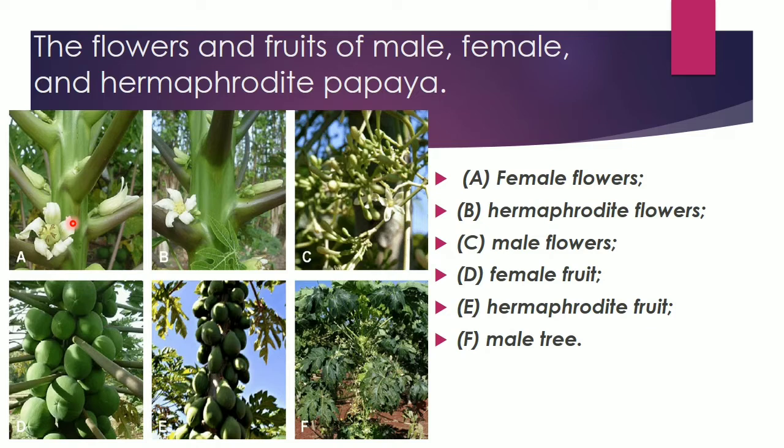Actually it is a female plant with the female flowers. Here this is a hermaphrodite flower. Hermaphrodite, the term, means both male and female reproductive organs will be in the same flower, both androecium and gynoecium. Then this one, male flowers are there in this plant, then the female fruit is there, and the hermaphrodite fruit, then male trees.